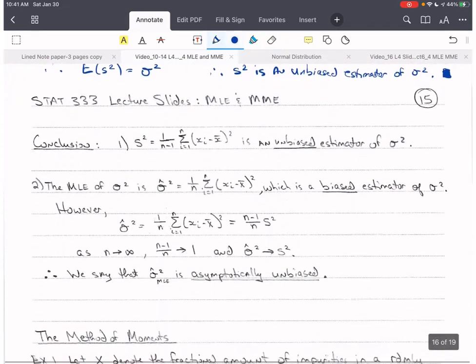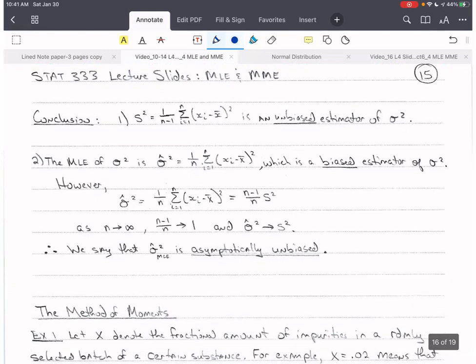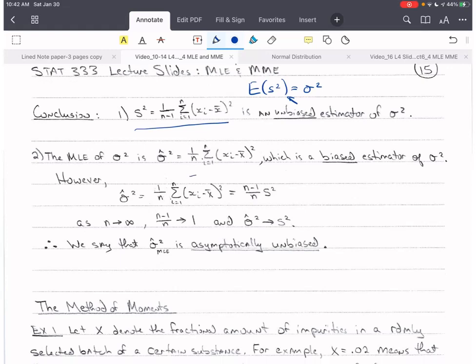Okay, so here's the conclusion that you need to put on your formula sheets. S squared equals the sample variance is this formula, you should have that, and it's an unbiased estimator of sigma squared. So you could put E of S squared equals sigma squared if you know what that means, or you could put that it's an unbiased estimator. You may want to put both and say i.e. that. The MLE of sigma squared is sigma hat squared, which is 1 over n sum of xi minus x bar squared. This is a biased estimator.